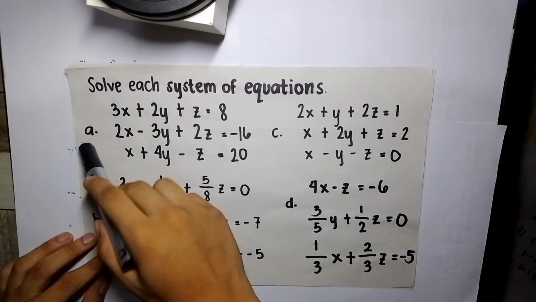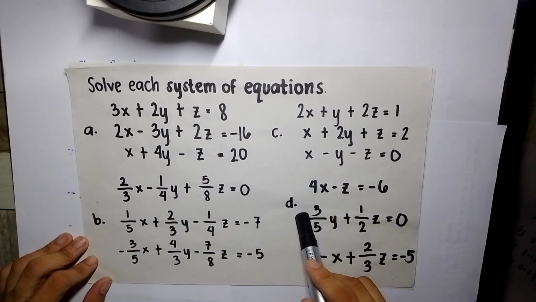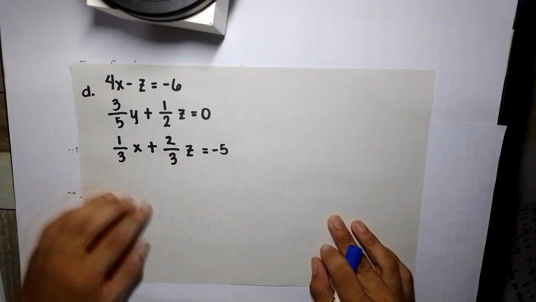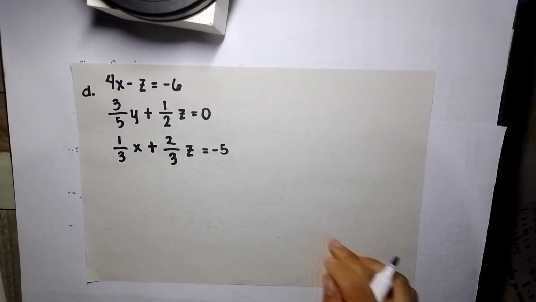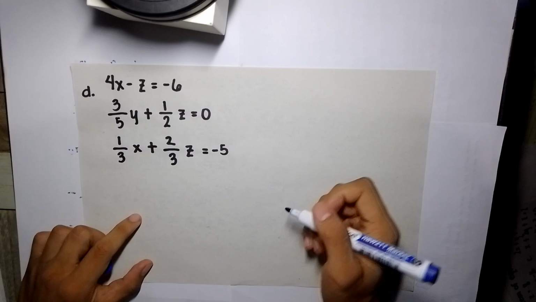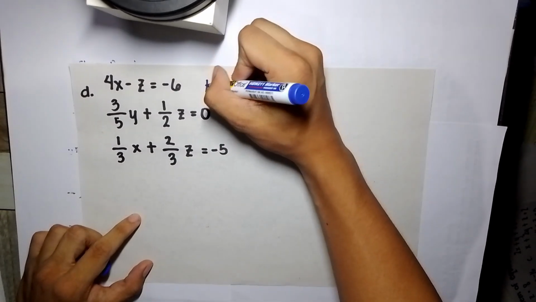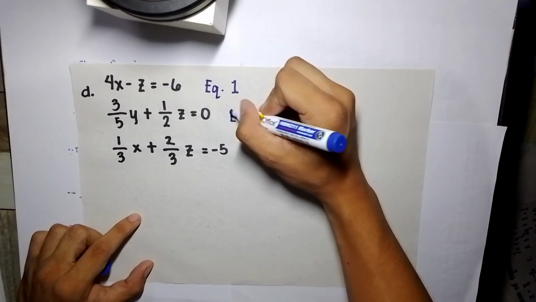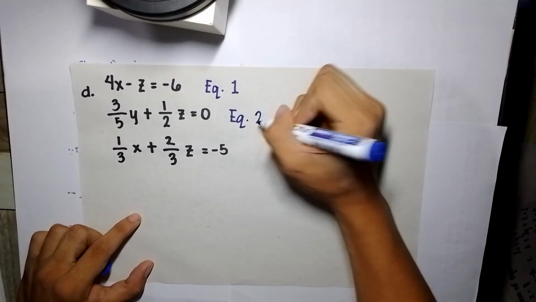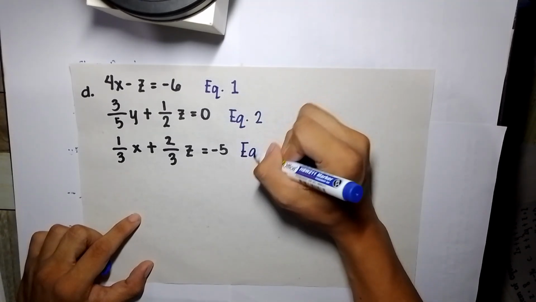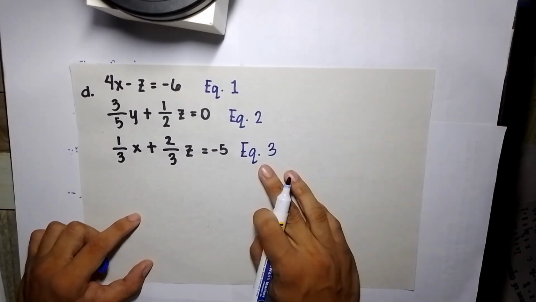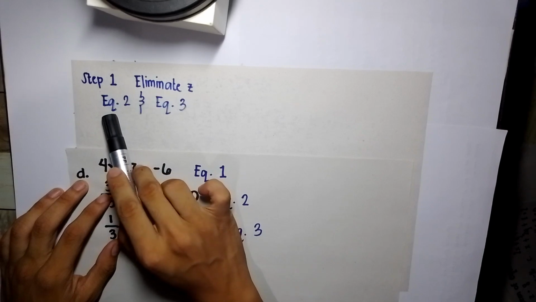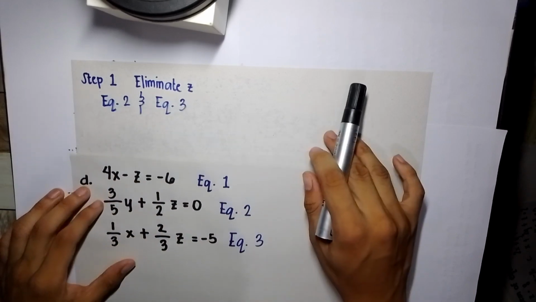We already have the answer of letter A, B, C, and lastly, we need to get the answer of letter D. By doing the same process, we need to have equation 1. And our equation 1 is 4x minus z equals 6. Our equation 2 is 3 over 5y plus 1/2 z equals 0. And our equation 3 is 1/3 x plus 2/3 z is equal to negative 5. Step 1 is we're going to eliminate z using equation 2 and equation 3.